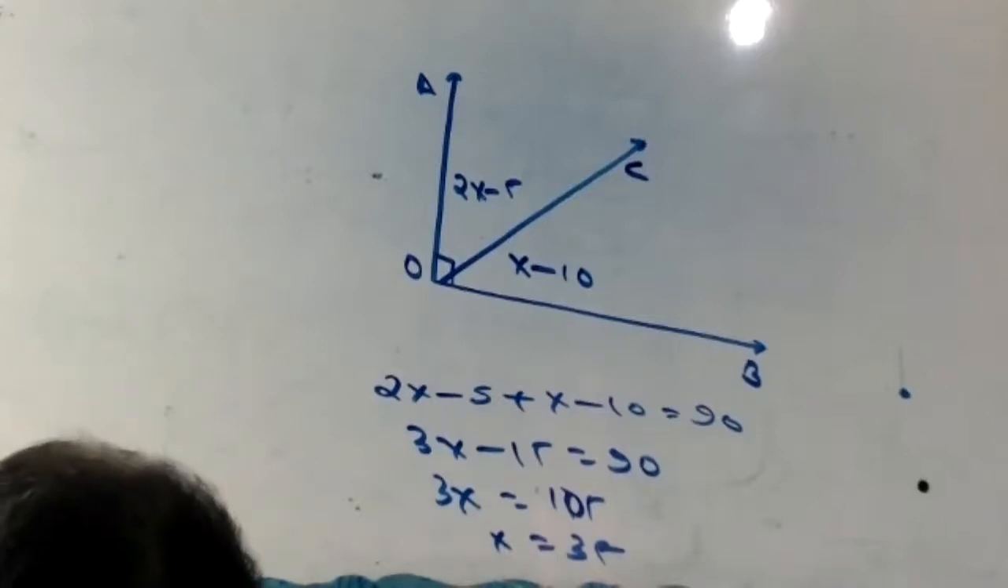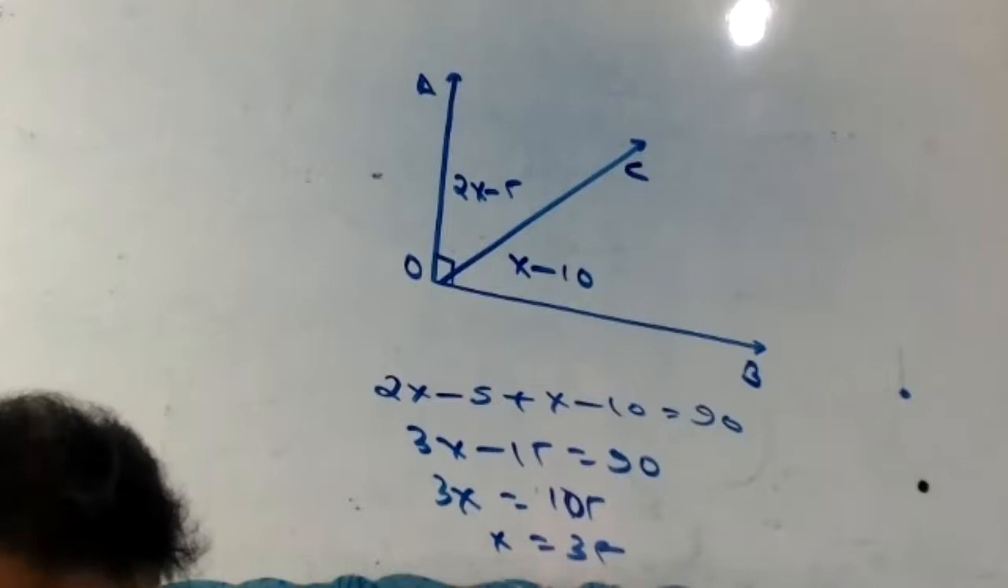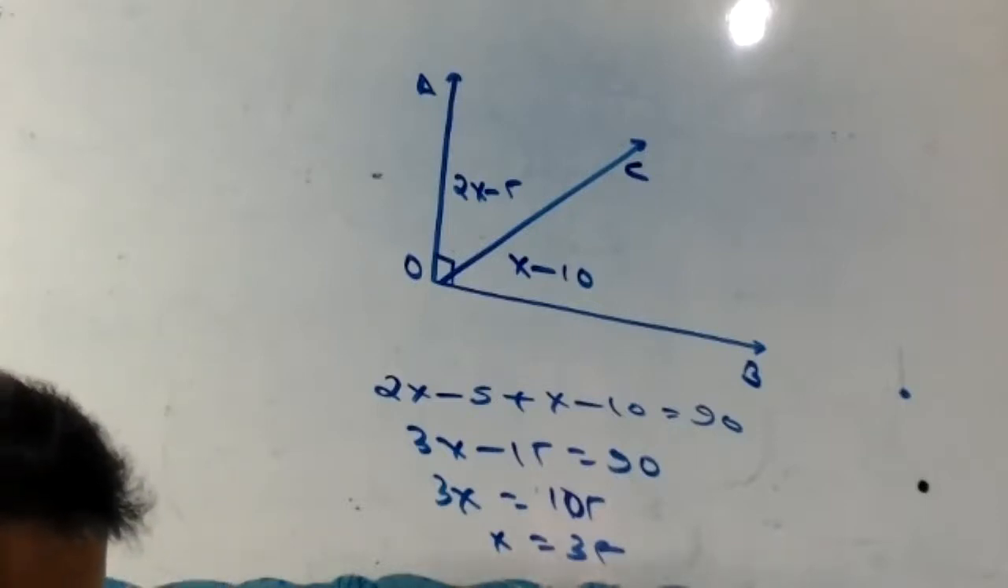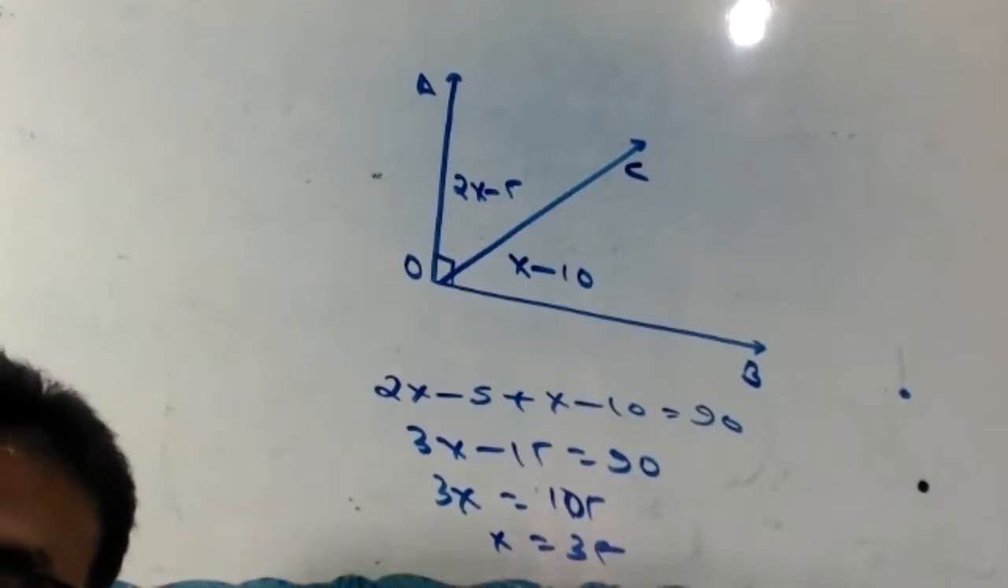Okay, what's the answer? You got x equal to 25, and the angles are 60 and 30. Okay, finished all.